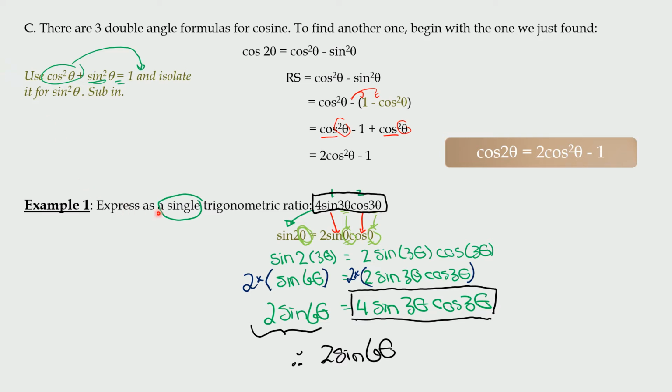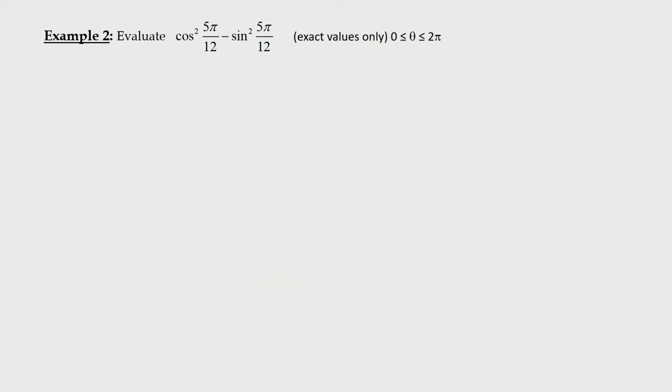So your strategy with these types of questions is to look at what you have and think, what does this resemble? I'm going to go back and look at my formula sheet. What does this resemble that is equal to a single trigonometric ratio? So you're looking through what you have to find something that you can manipulate. We'll try another one like that.